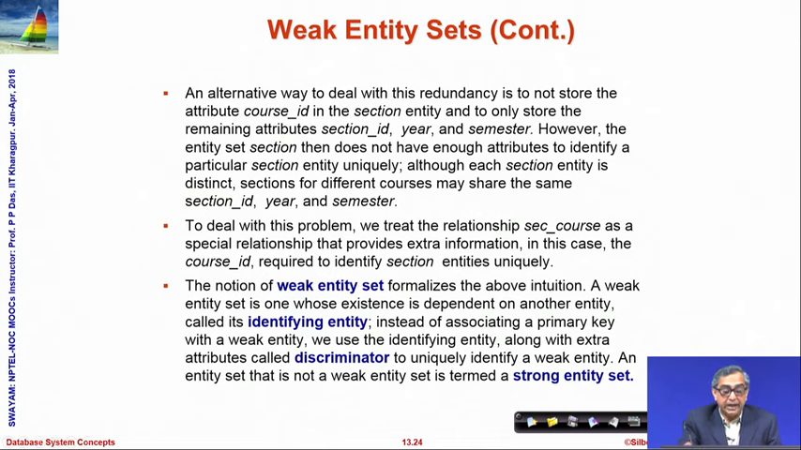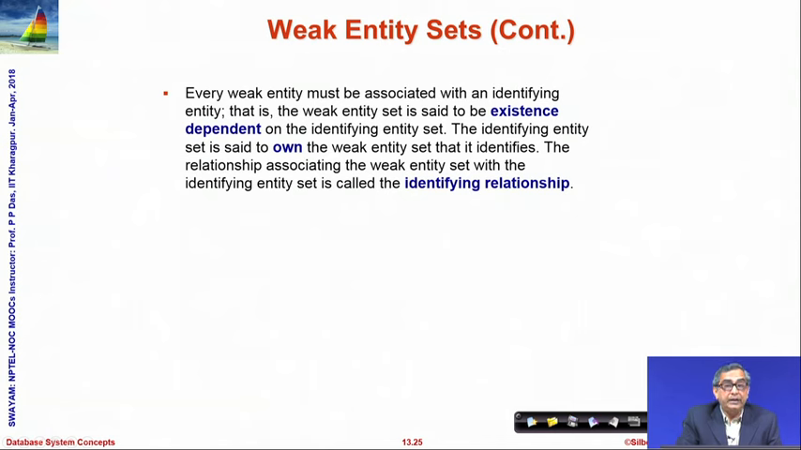So, weak entity sets naturally cannot happen by themselves. Their existence is dependent on the identifying entity set, and the identifying entity set owns the weak entity set. So, the courses in that way own the section, and the identifying relationship between them is necessary to uniquely identify every entity of this weak entity set, or section in our case.